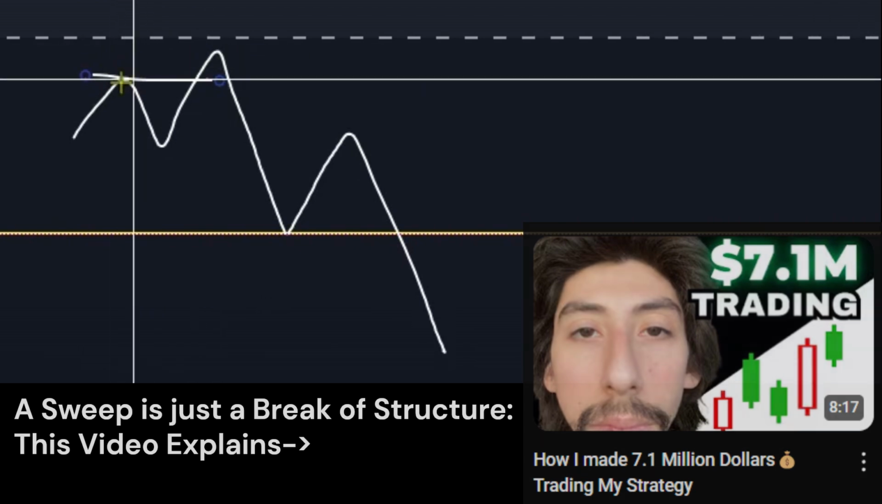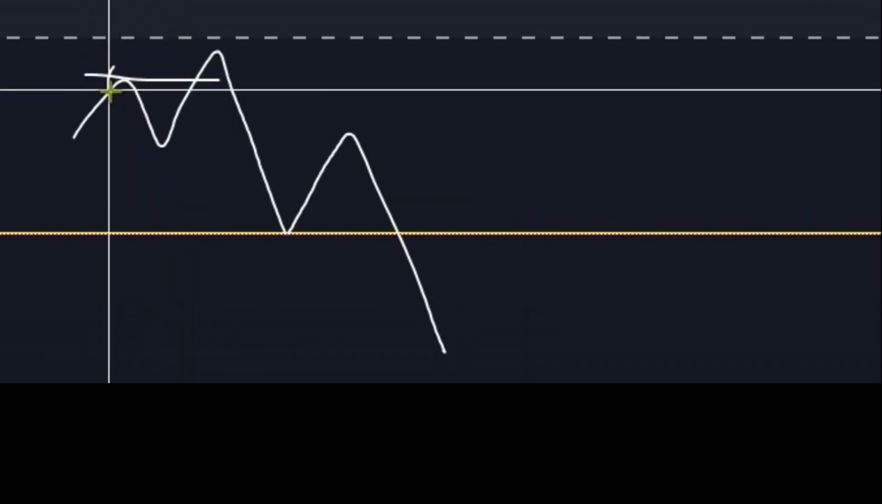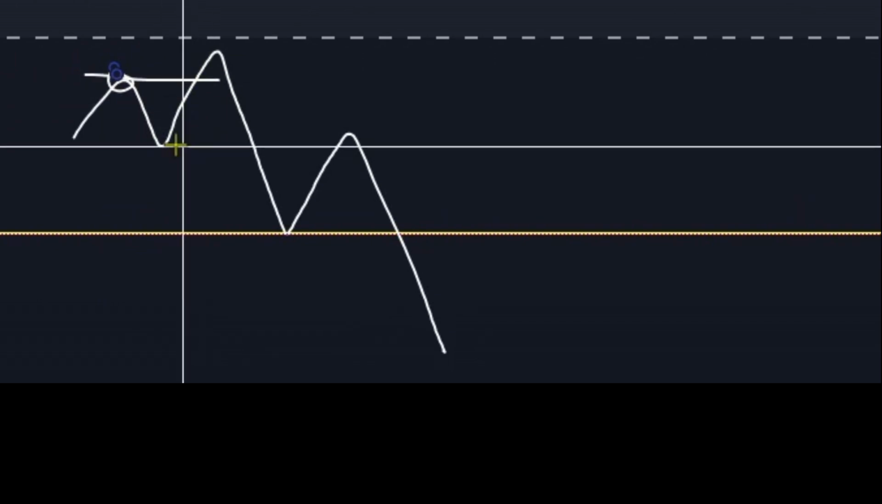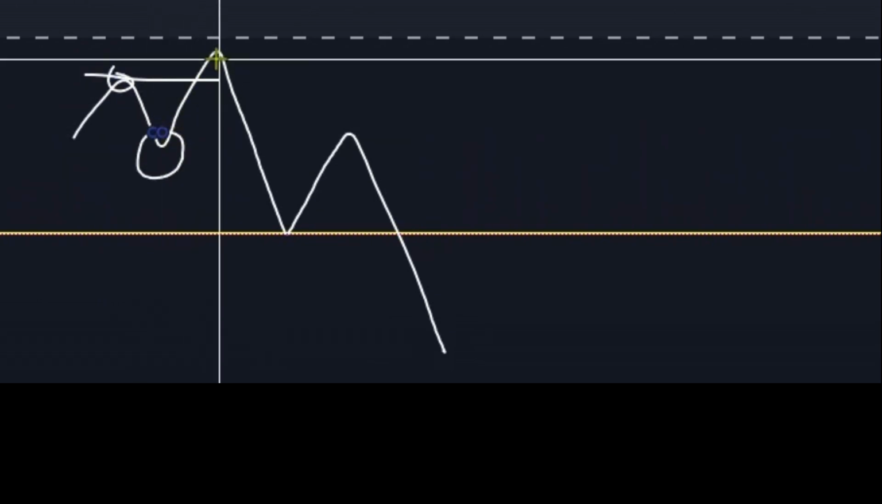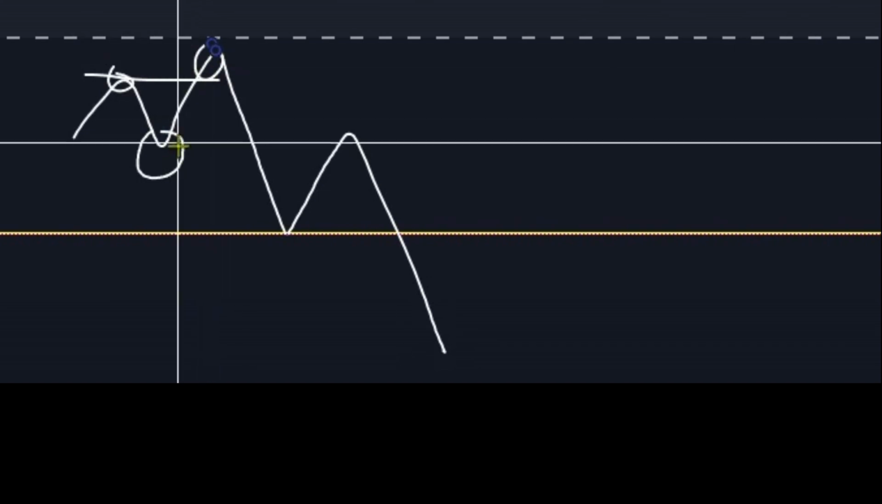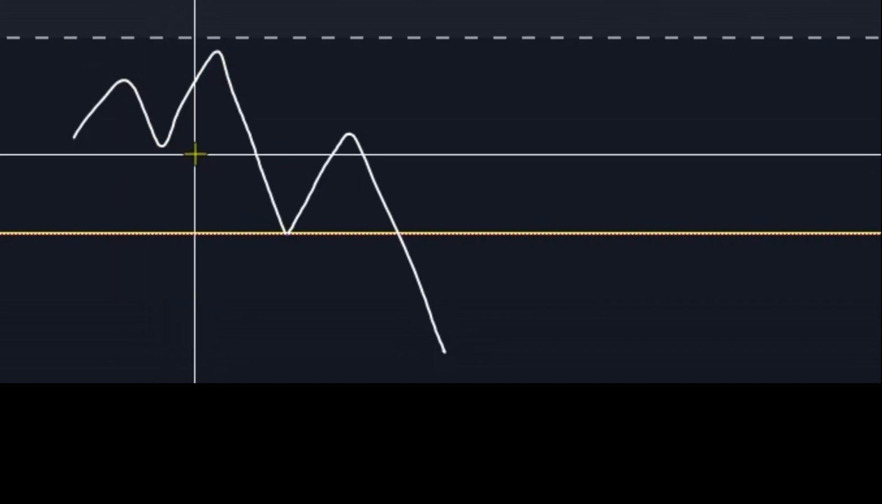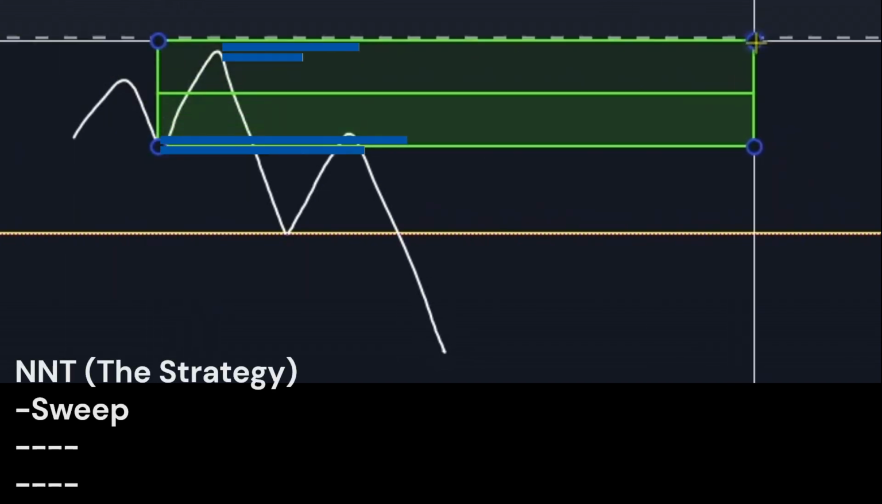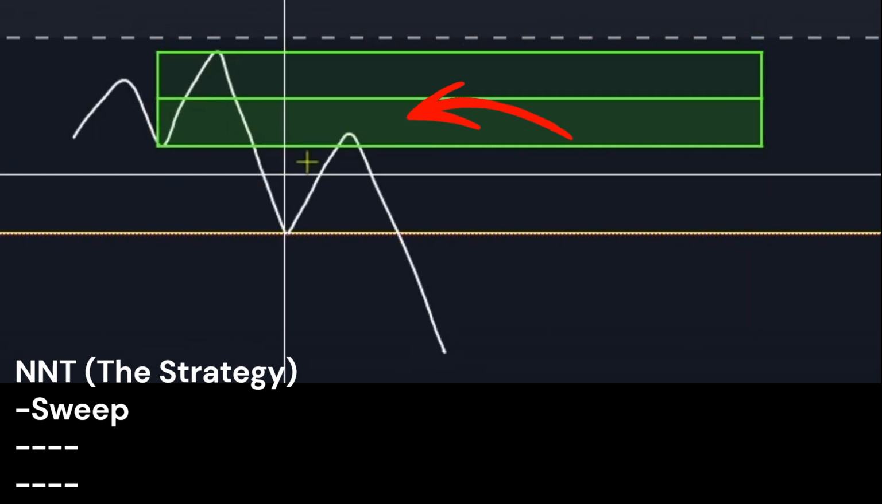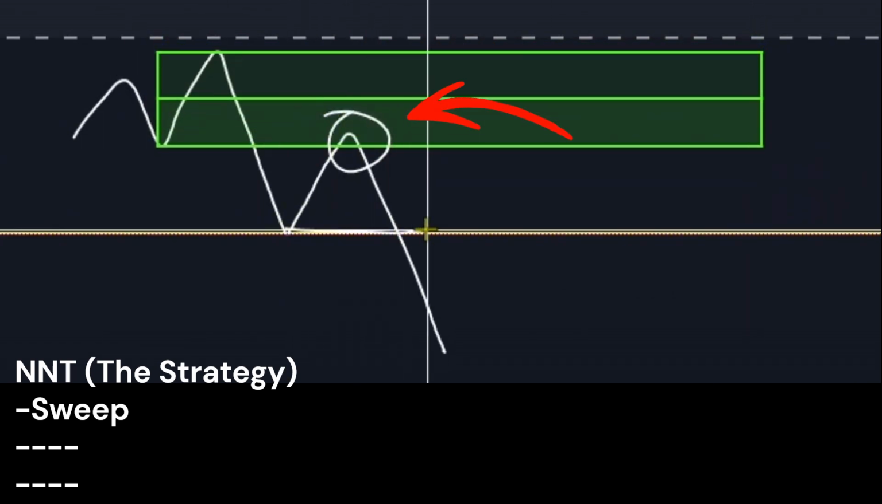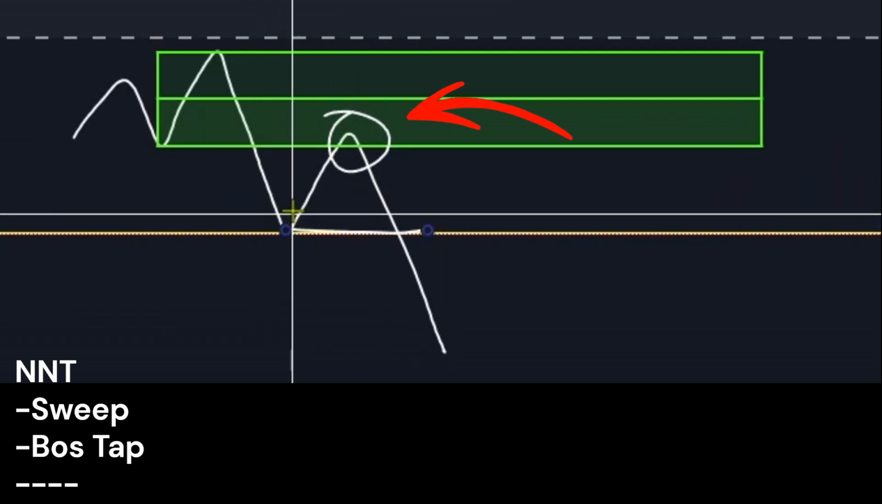It's the same thing. So when price comes up, it takes the swing high. And then price comes back down and takes the swing low. So we create a zone with the new swing high and the newest swing low. So let's create a zone there. And then we want to tap on the zone. And after the tap, we want to break a structure. So still breaking that swing low.